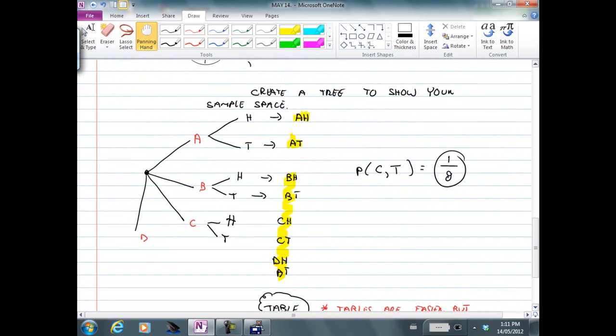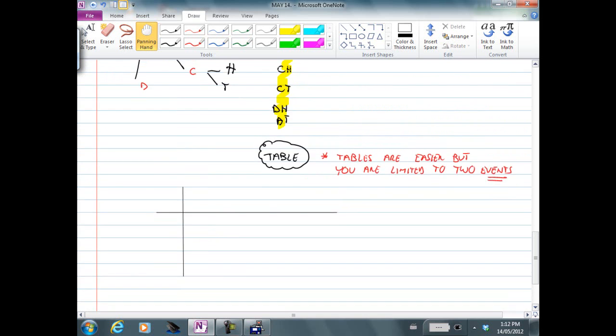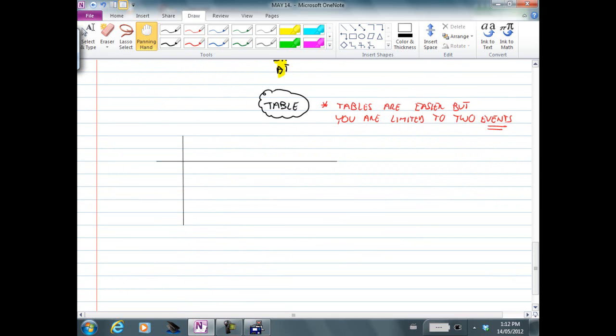Let's look at my spinner and my coin again. We're going to draw a little table. So this goes back to a little multiplication table you did. 1 line down, 1 line across. This is how we're going to work. Liam, copy. Now, horizontally, right here, we're going to write down your spinner. Write down all the options you have for a spinner. Well, we have A. We have B. We have C. And we have D.